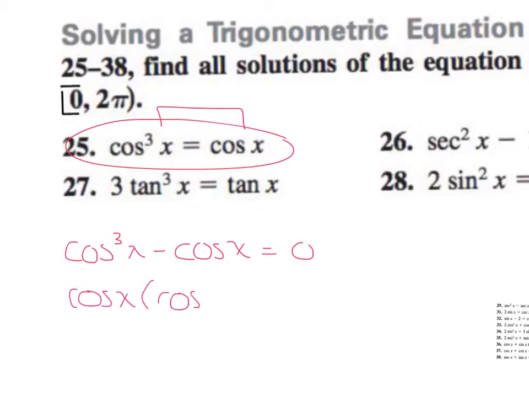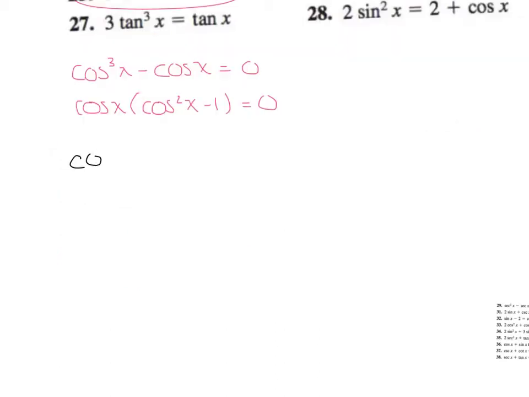So I get cosine squared x minus 1 equals 0. And now I have 2 terms that I could set equal to 0. So let's go ahead and do that. So we have cosine x equals 0, and we have cosine squared x minus 1 equals 0.